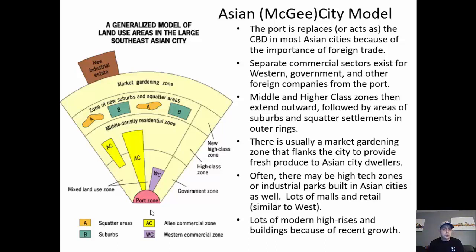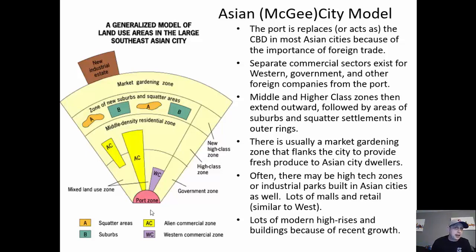Then, extending outward, what you're noticing is the residences usually tend to follow an American pattern. What we mean is you start to see middle class residential zones the further you get away from the commercial area. Then you start to see the newer suburbs around the outer edges of the city. Now, here's what's different. In Asian cities, new suburbs are often built with squatter settlements in between them. So, in the same zone that you'll have new suburbs, you might also end up having squatter settlements as well mixed in.